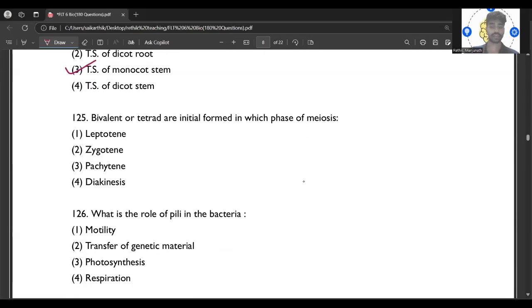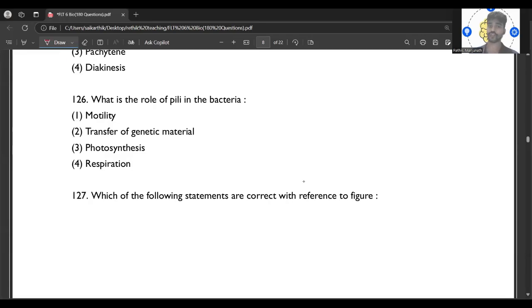Next is 125. Bivalent or tetrad is initially formed in which phase of meiosis? So zygotene stage, right? Bivalent. Next, again a direct question: what is the role of pili in bacteria? So transfer of genetic material. If this is a bacteria, there will be small pili, and from here only that genetic material will be transferred.